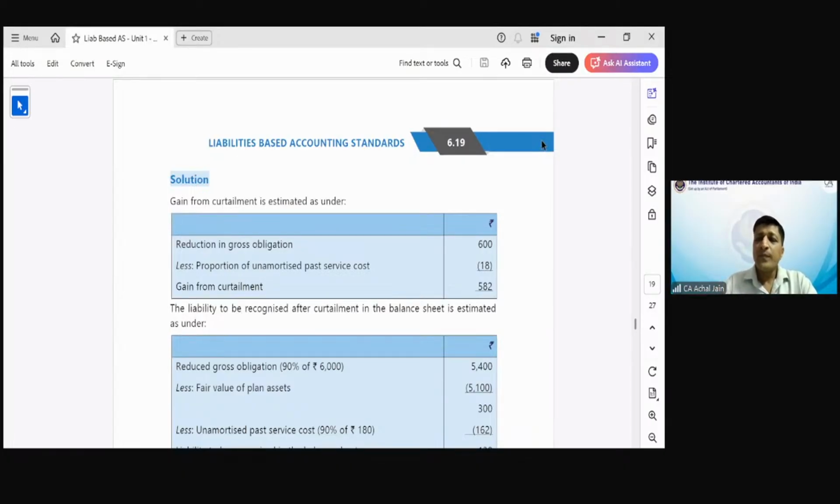Over to you quickly. What was the total gross obligation? It was 6,000. Yes. Now, from this total gross obligation, there is some reduction. So now it's reduced by 600. Now, what is this obligation? Tell me. Obligation is a liability. Yes or no? Obligation is a liability on the part of this company, Rockstar Limited.